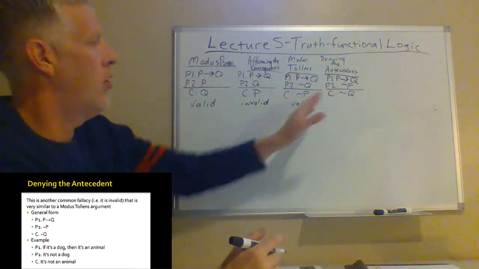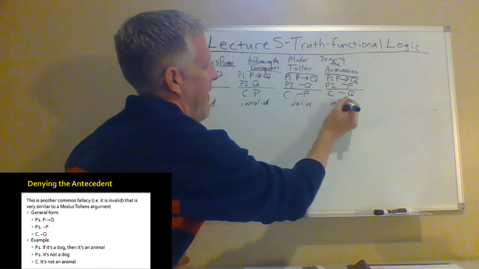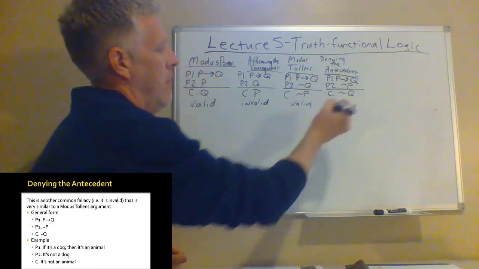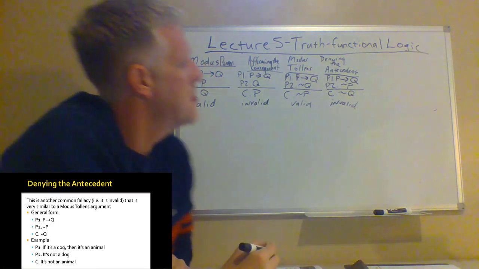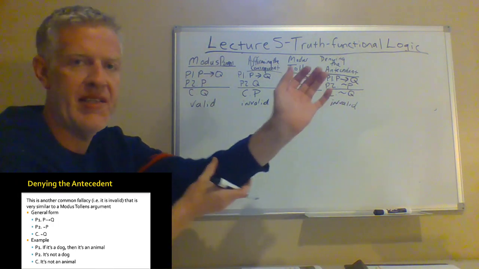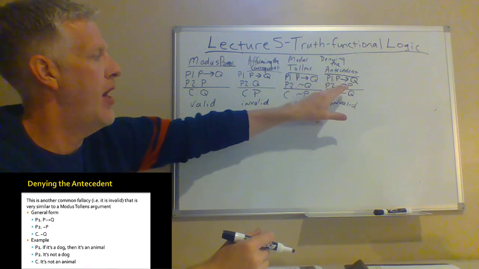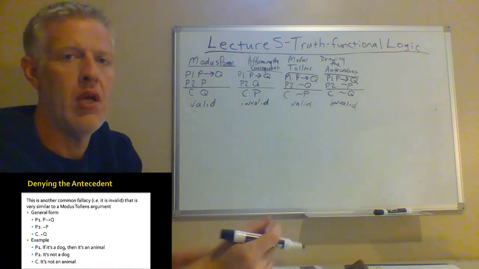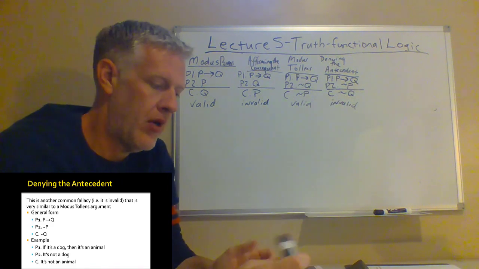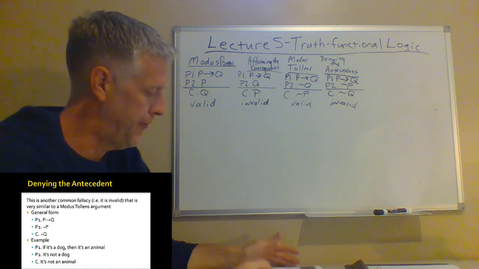So that's the underlying form. Again, this one's always going to be invalid. It doesn't matter what is being said in the everyday sense. If it has this underlying structure, if P then Q, not the case that P, not the case that Q, if that's the underlying structure of what they're saying, it's invalid.